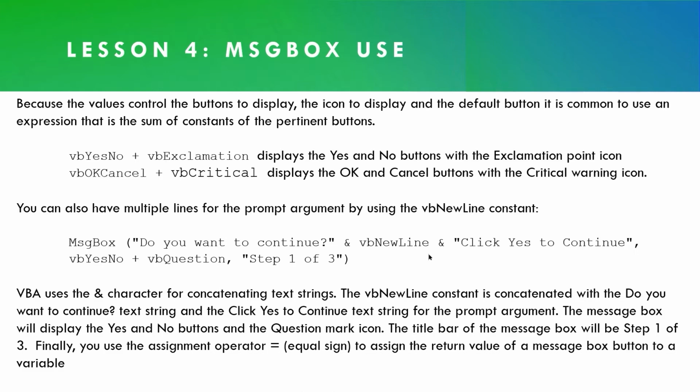And then we say VB yes, no plus VB question. So we want the yes and no buttons and the question mark icon. And then the last argument is the title. And we're going to put in step 1 of 3 for a title. And when we get back into Visual Basic Editor to use the MsgBox function, you'll use the assignment operator, which is the equal sign, to assign the return value of a MsgBox button to a variable. You'll see that in a bit.